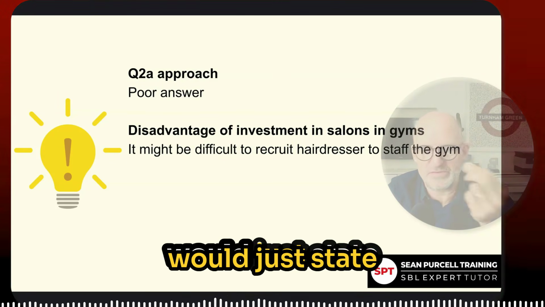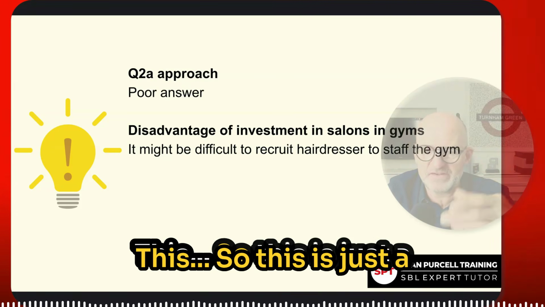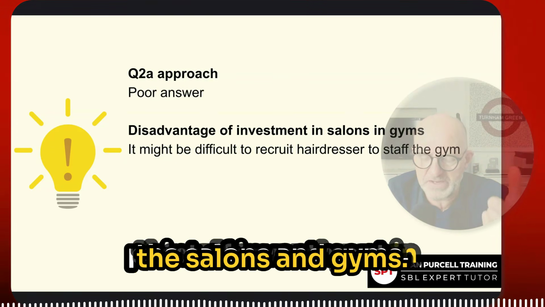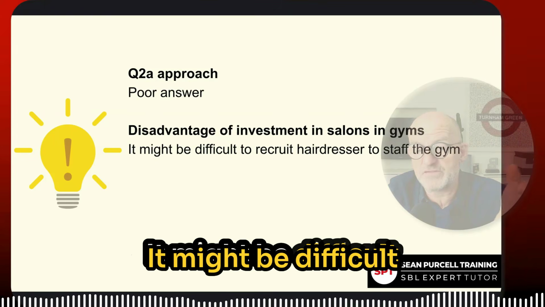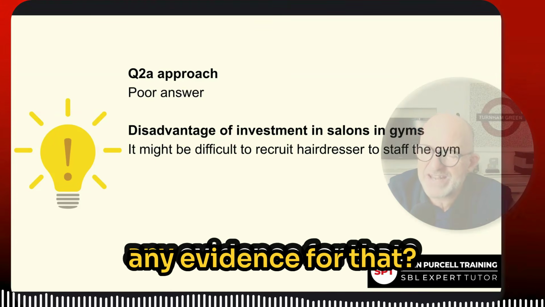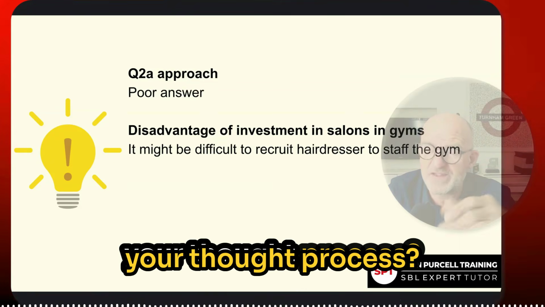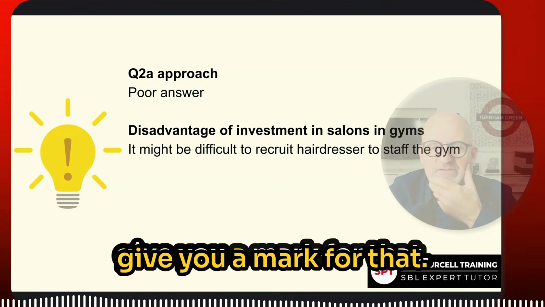Okay. So what would a poor answer look like? Well, a poor answer would just state points without drawing any conclusion. They did a subheading. So this is just a point of investment in the salons and gyms. It might be difficult to recruit a hairdresser to staff the gym. Okay. Are you going to give any evidence for that? Can you just explain your thought process? Because if you can't, I'm not really going to give you a mark for that.